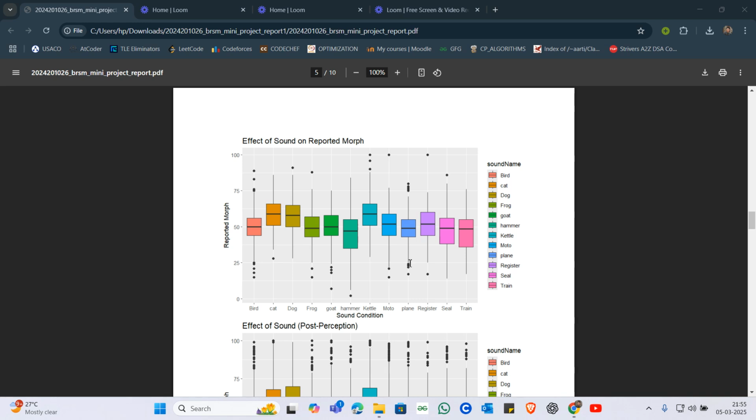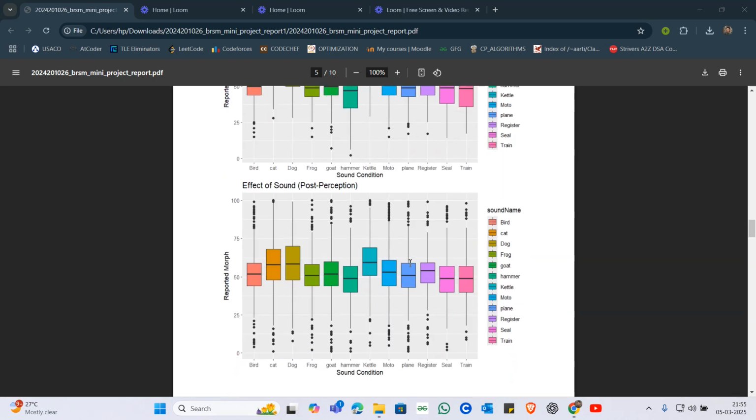affect all stimuli equally. The second graph in experiment 2 shows that when sounds played after visual discrimination, their influence on reported morphs is significantly reduced. This confirms that auditory effects occur during perception, not during post-perceptual decision making.